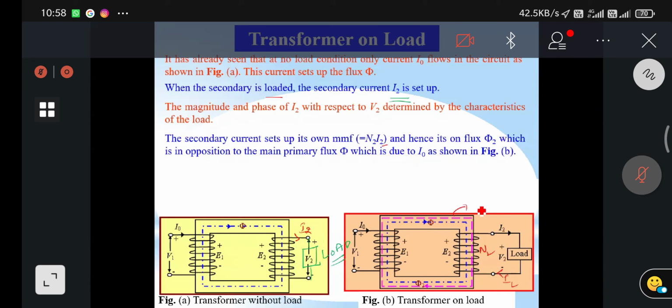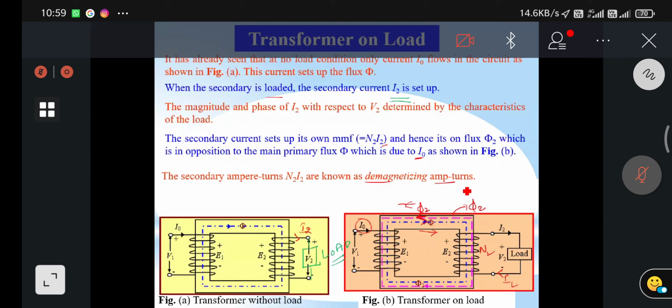This pink color represents Phi2. As I already explained, it is in opposition to the main primary flux. This is the main flux direction, and this is the Phi2 direction. This main flux is because of I0, as shown in figure B. The secondary ampere turns N2 I2 are known as demagnetizing ampere turns, because of this Phi2 the main flux will be weakened. That's why demagnetizing takes place here.